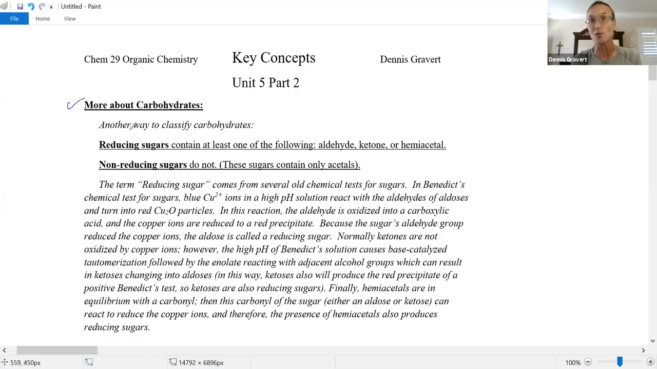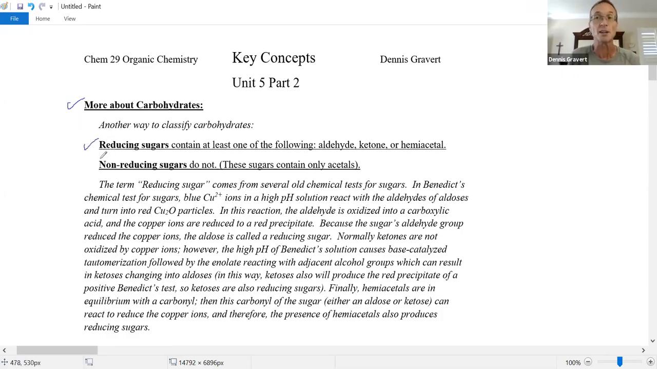a D sugar or an L sugar, right? The bottommost chirality center has the alcohol on the left in the Fischer when it's an L sugar, which is pretty uncommon because most naturally occurring sugars are D sugars. Exactly.